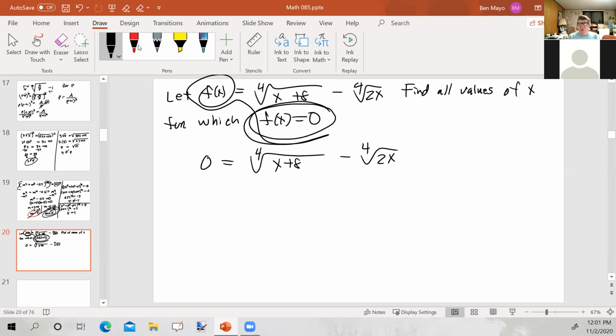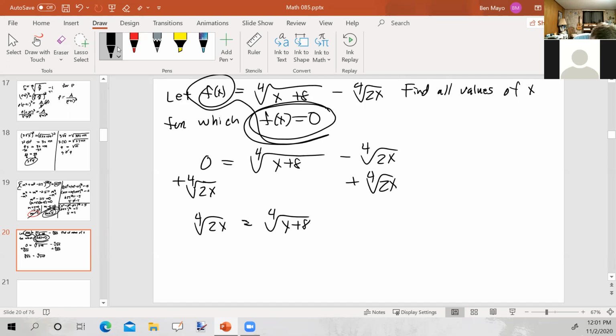Remember, I said if we have one radical expression, we want to isolate it. If we have two radical expressions, we want to separate them. So I'm going to add the fourth root of 2x to both sides of the equation. So now I have the fourth root of 2x equals the fourth root of x plus 8. Okay. I will raise both sides to the fourth power, and I get 2x equals x plus 8. Subtract x, x equals 8.